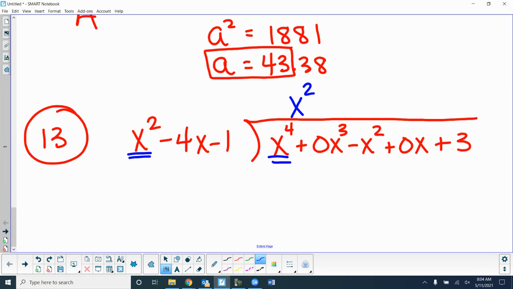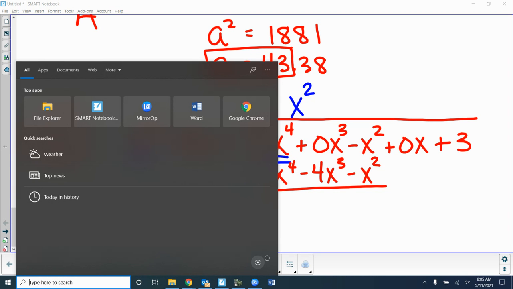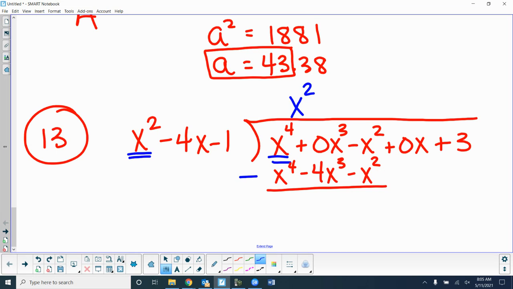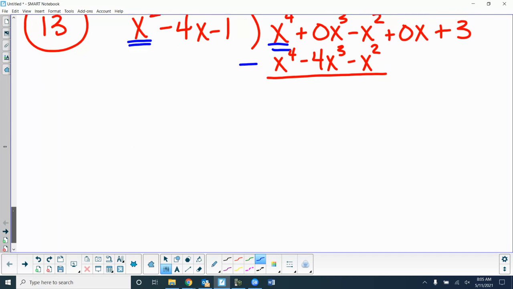All right? So x squared times x squared is x to the fourth. X squared times a negative 4x is a negative 4x cubed. So when x cubed showed up, that's why we did that 0x cubed, so things line up. And then x squared times negative 1 is negative x squared. Now remember, at this point, you subtract. Okay? The x to the fourths are going to cancel. That's what you want to happen.